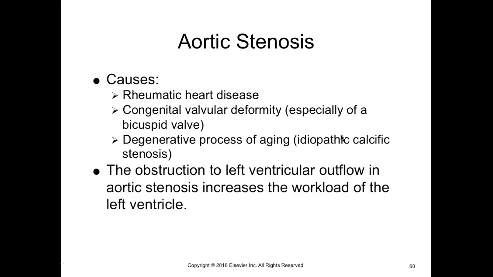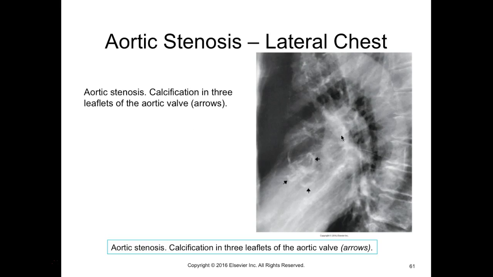All right, aortic stenosis. Here we go again, rheumatic heart disease. So what's that caused from? Rheumatic fever. So congenital valvular deformity, especially of the bicuspid valve. Degeneration process of aging, so idiopathic calcific stenosis. The obstruction to the left ventricle outflow in aortic stenosis increases the workload of the left ventricle.